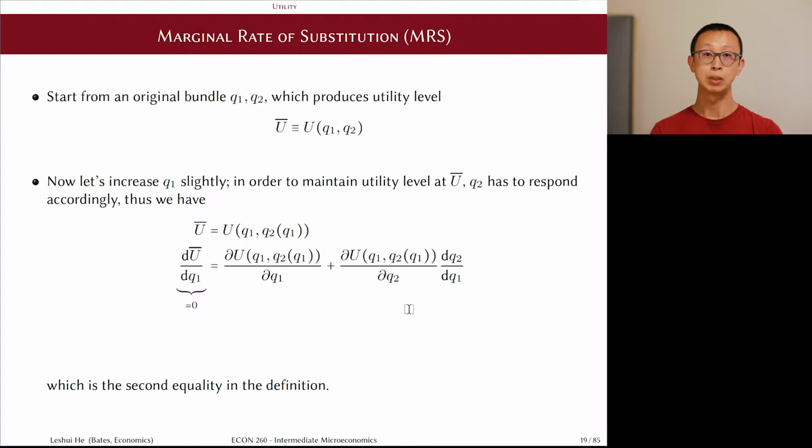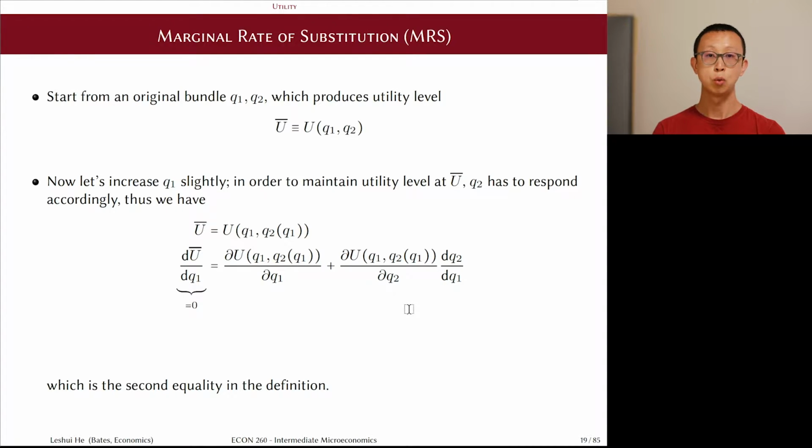Mathematically, because we defined U bar to be a constant, taking the derivative of a constant with respect to Q1 is 0. But the reason we defined it that way is because we want to travel along an indifference curve. So it is the economics that drives the way we define the mathematical terms here, which in turn drives the result of that derivative.